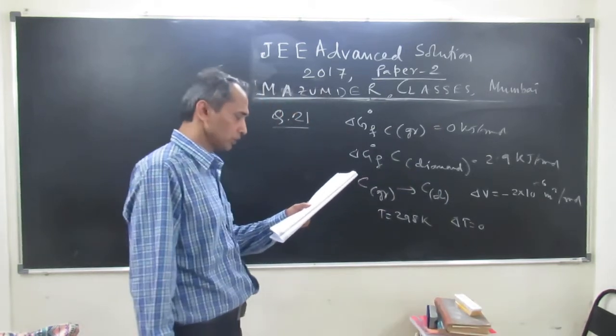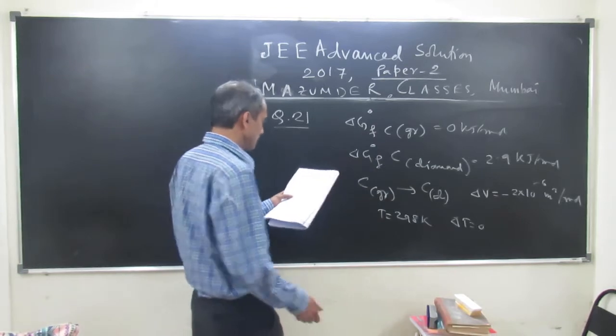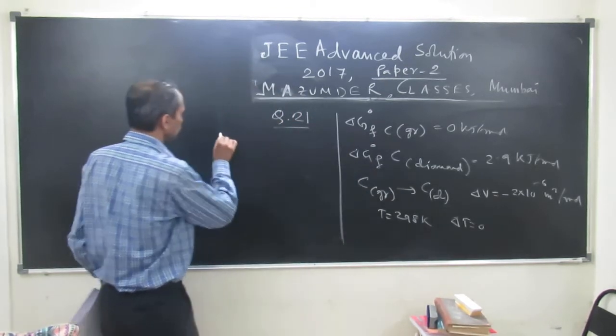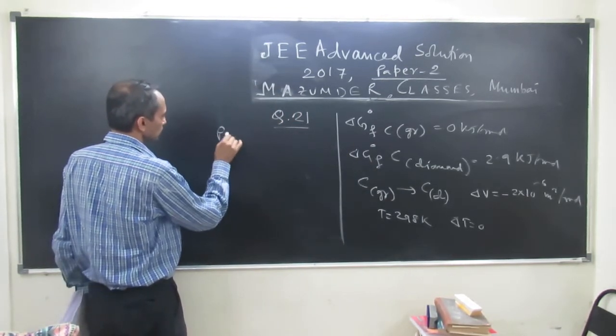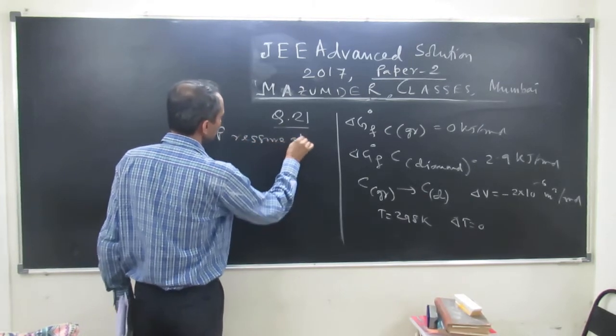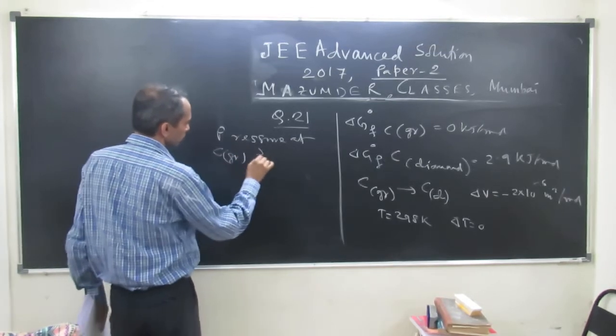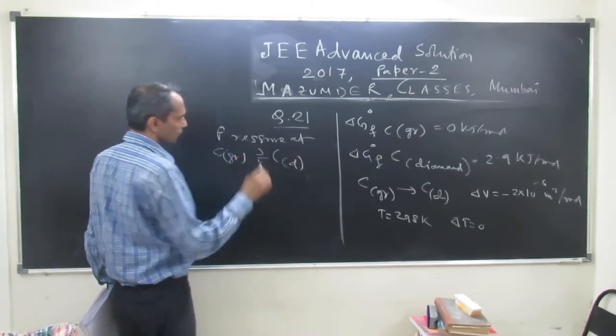When they say a constant temperature is maintained, the pressure at which graphite is in equilibrium with diamond is what we have to calculate. So that means we have to calculate the pressure at which graphite is in equilibrium with C diamond. So this is the question.